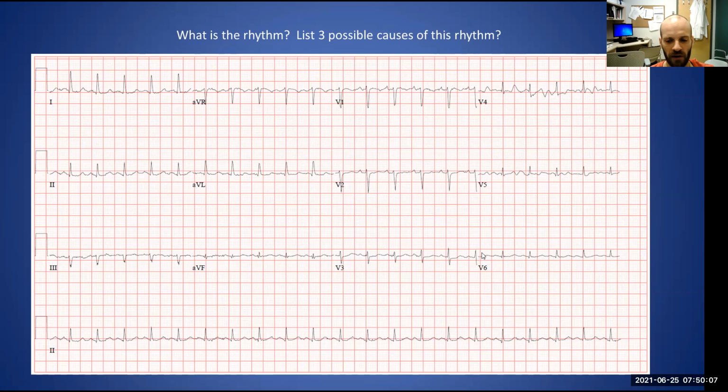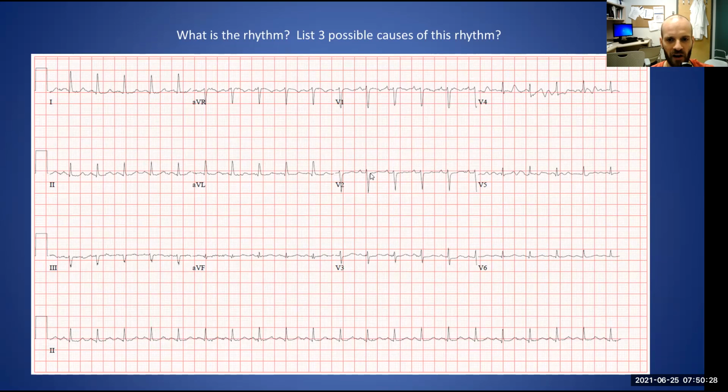So there are some leads where it's going to be easier to spot things than others, but that's not always going to be the case. Equally, when you're doing measurements like the QT interval, which we're going to talk about in another session, there are some leads where it's easier to identify where the T wave starts and finishes, where the T waves are more prominent, whereas in some cases the T waves are very flat.